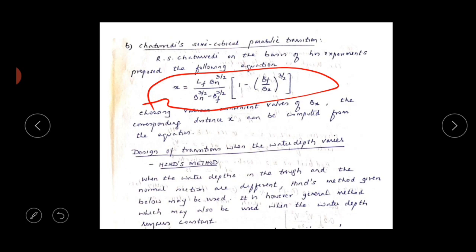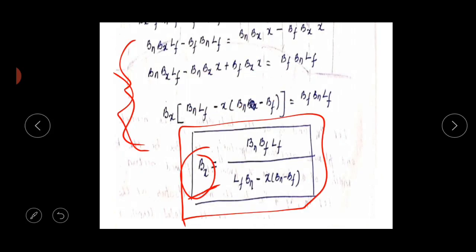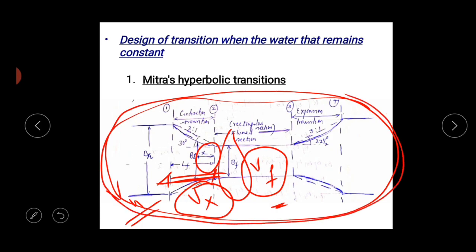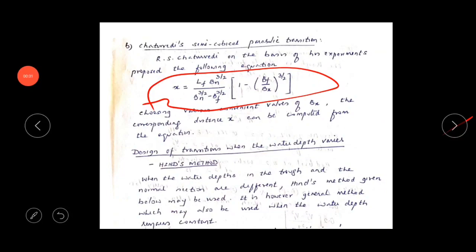Next we go for design of transition when the water depth varies. Okay, here it is being done using Hind's method. In this design of transition, there are 9 steps to be carried out to design this transition. Transition means like this whole thing. If I want to design the whole thing, there are 9 steps to be followed for the design of this transition as well as design of aqueduct.